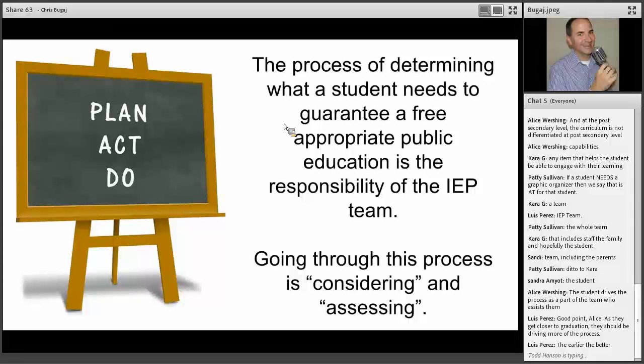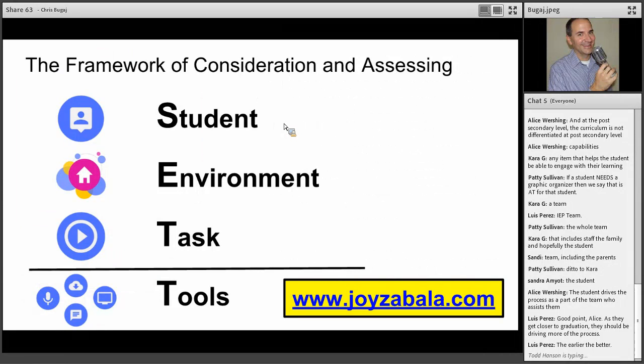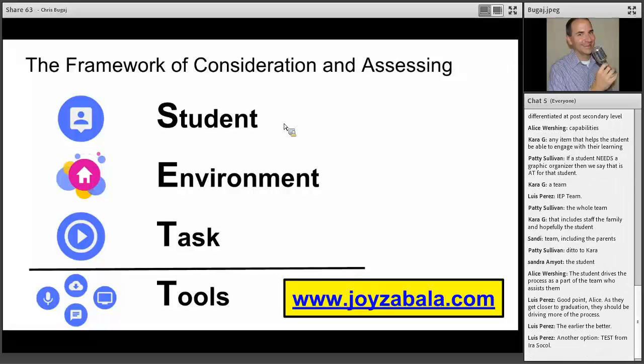I said that before, but we don't often think of that as consideration, but it really is consideration, and it really is maybe assessing what a student needs. The IEP team does that. It's their responsibility. They should always go through a framework for how to consider assistive technology, how to consider what a student needs to guarantee a free, appropriate public education.